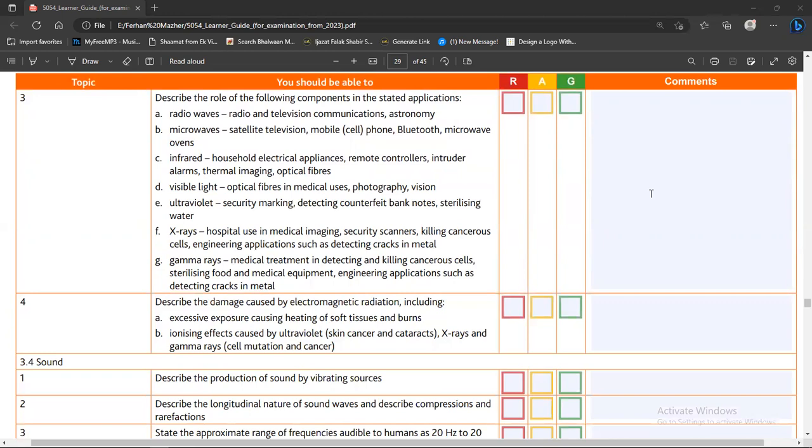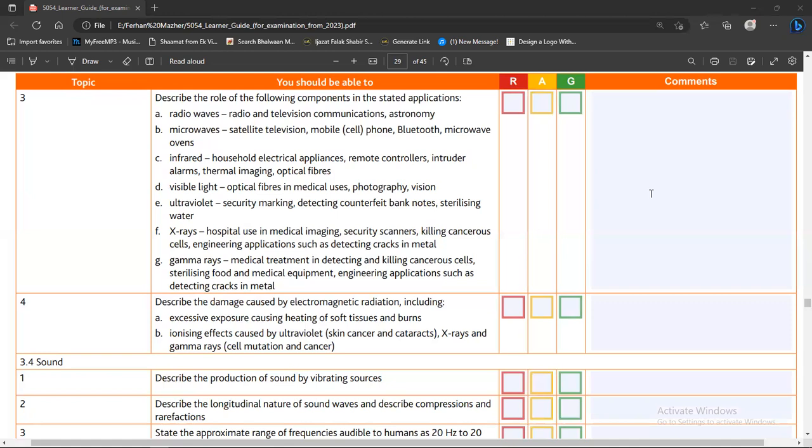Visible light is used in optical fibers, in medical uses, photography, and vision. Ultraviolet: security marking, detecting counterfeit banknotes, sterilizing water. X-rays: hospital use in medical imaging, security scanners, killing cancerous cells, engineering applications such as detecting cracks in metal.